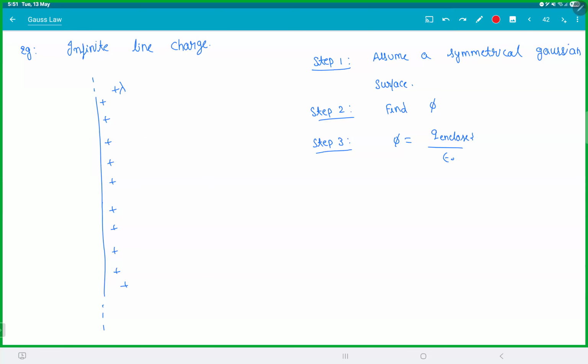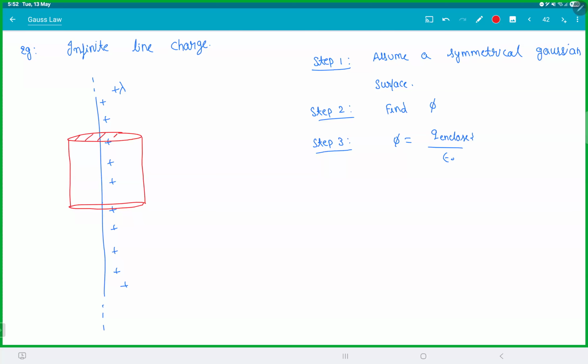What about a cube? Is a cube a symmetrical shape? From the cube to the center, this is one distance. To the corner, it is another distance. Can you see every point is a different distance from the line? From this argument, you can see a symmetrical shape here will be a cylinder. So for a line charge, a symmetrical shape will be a cylinder. Every point on the cylinder is at an equal distance from the wire.